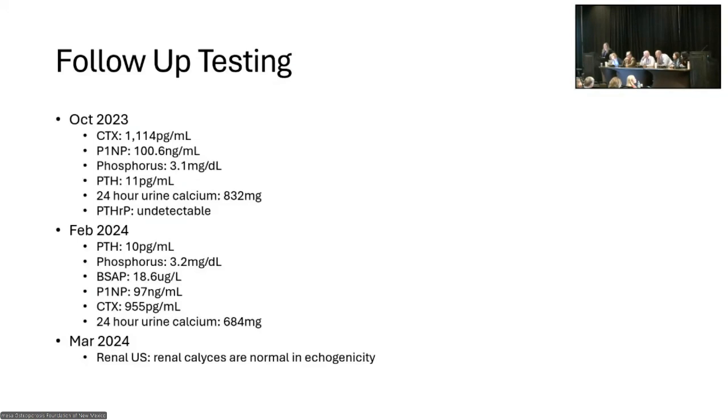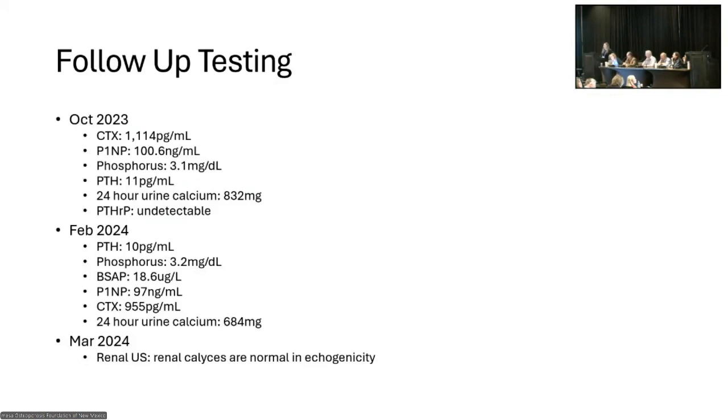So we got the bone density, but we also got some additional labs. CTX remains high, P1NP remains high. He's still normophosphatemic. His PTH is still low. His 24-hour urine calcium, if anything, has gone up. And we got a PTHrP that was actually undetectable. So that's just great because it still doesn't make sense.